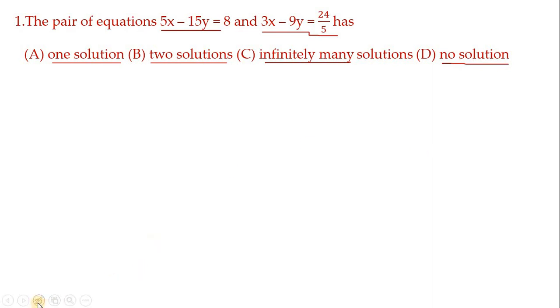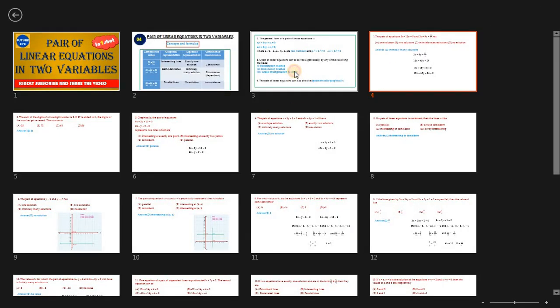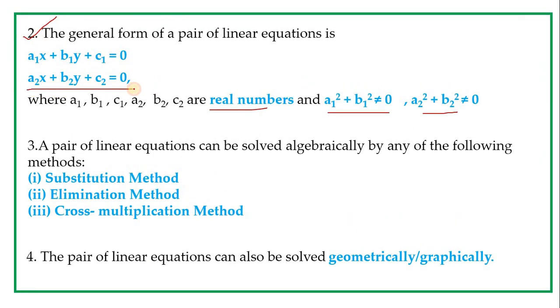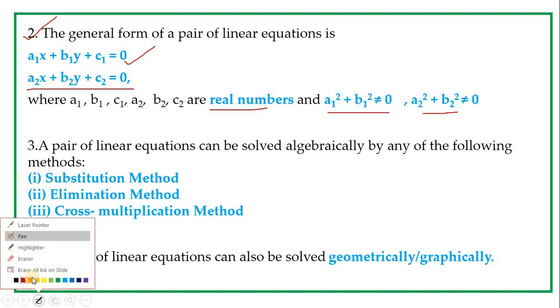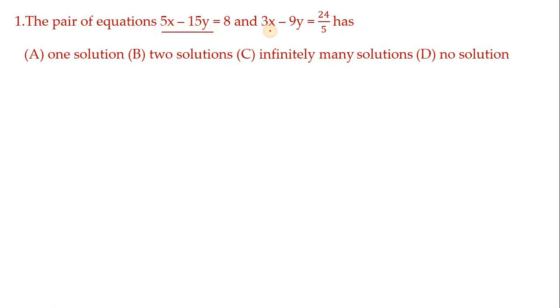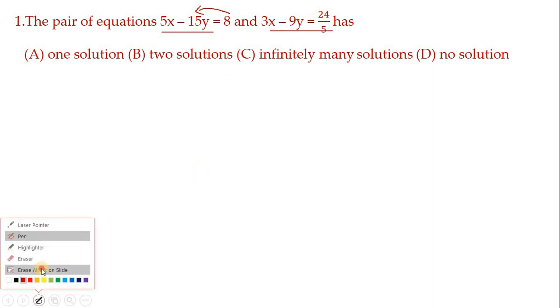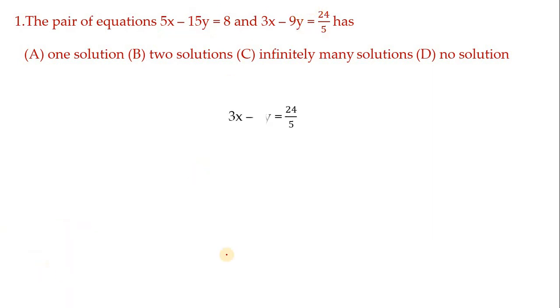So first look at the given equations, children. You have to check whether these equations are in standard form or not. Just now I said it in the last slide, I clearly said that. This is the standard form, or the general form. Both equations have to be in this form. Now look here. These two are not in standard form because this constant has to go to the left side, and this constant also. So for that, first let me convert these into standard form.